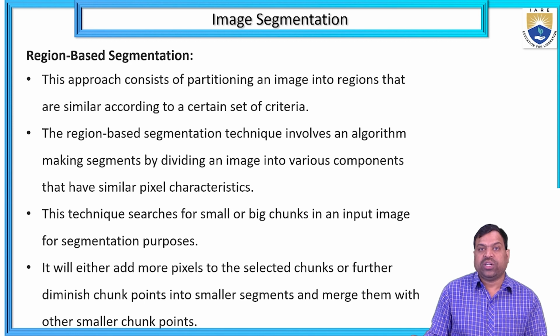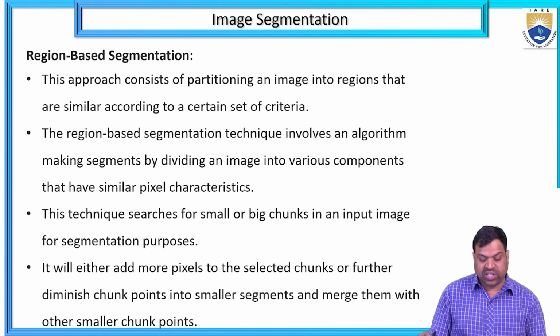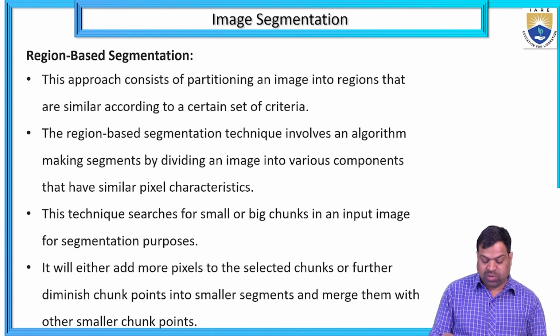And region-based segmentation. This approach consists of partitioning an image into regions that are similar according to a certain set of criteria. The region-based segmentation technique involves an algorithm making segments by dividing an image into various components that have similar pixel characteristics. This technique searches for small or big chunks in an input image for segmentation purposes, and it will either add more pixels to the selected chunks or further diminish the chunk points into smaller segments and merge them with the smaller chunk points.